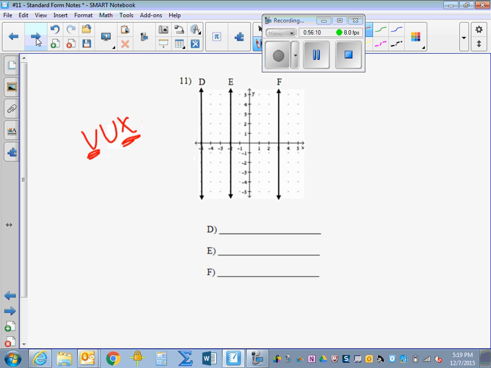Similarly with our vertical lines. Vertical lines means x equals. Each of these is x equals. Alright, D has an x-intercept at negative 5. E, x-intercept at negative 2. And F, an x-intercept at positive 3. Those are our equations.